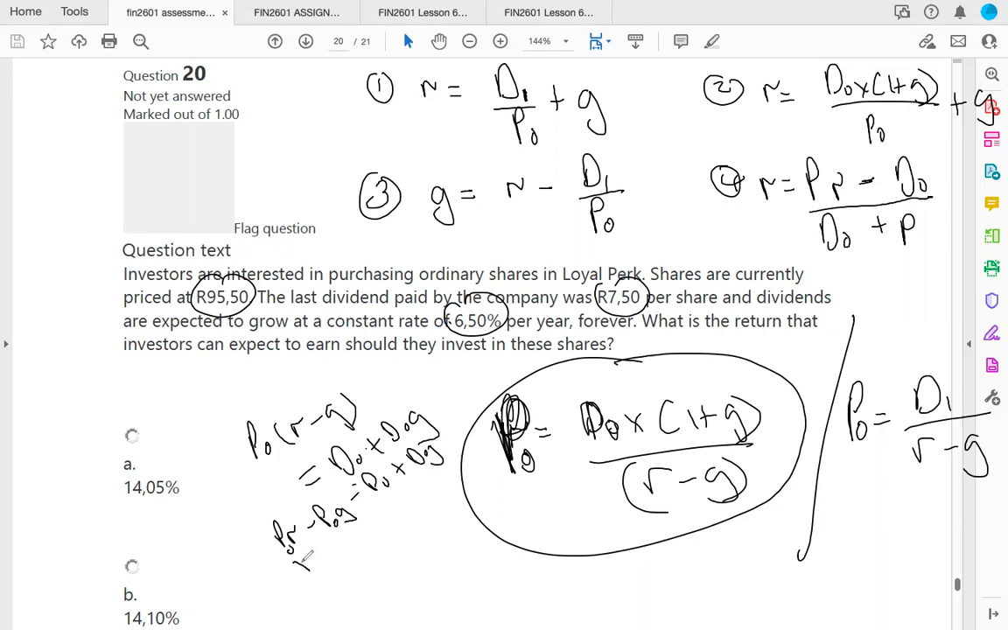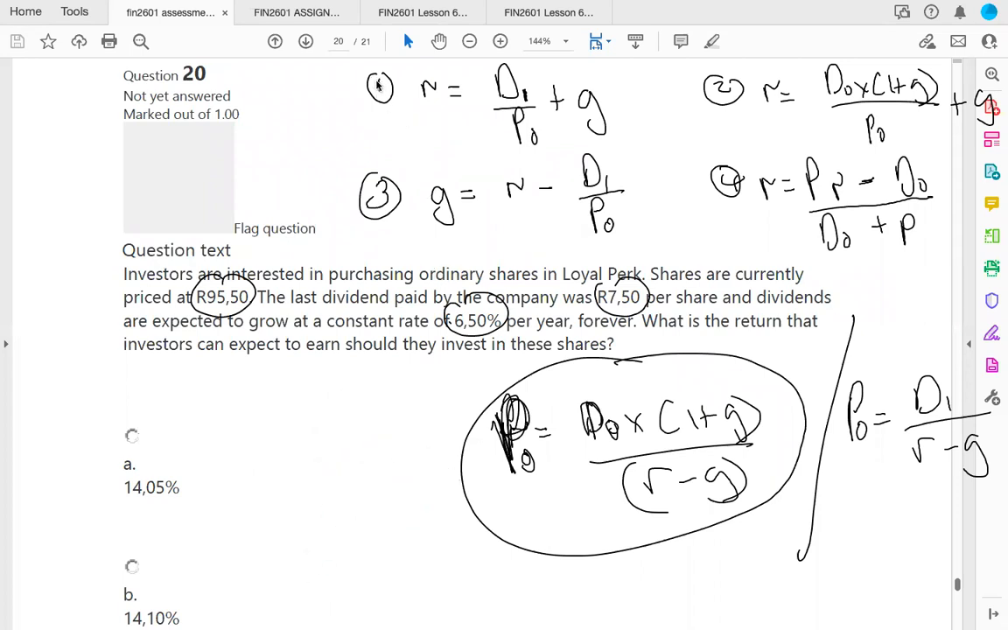And then we can group the like terms. We get PR minus the dividend. We take the dividend to the other side, is equal to DG plus P. I'm just making R the subject of the formula. Yeah, so this is the formula. This formula that I've put up here is the formula you can use.